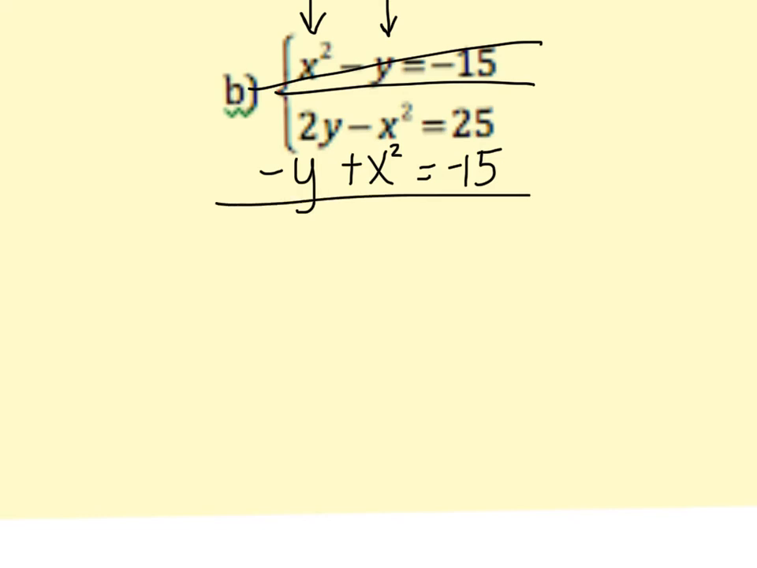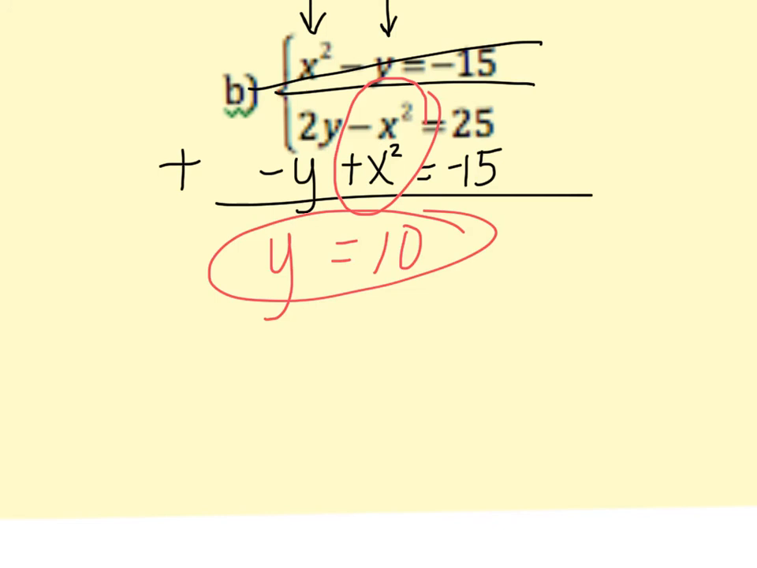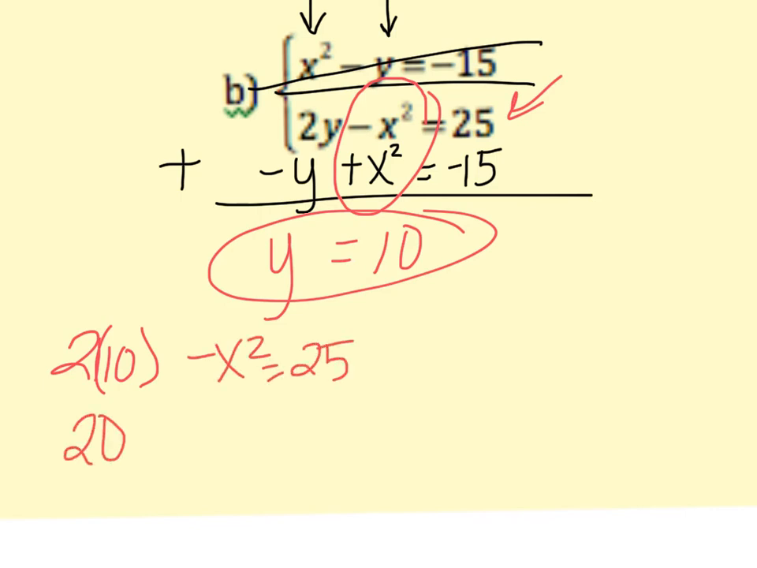Okay, so now if I add these two together, I see that negative x squared plus x squared is 0. So that's good. So I don't have to multiply anything. 2y minus y is y, and 25 plus negative 15 is 10. So I already got one answer, y equals 10. Now I'm just going to substitute that in. I'll use the second one to do that. So 2 times 10 minus x squared equals 25. So I'm just going to simplify this.